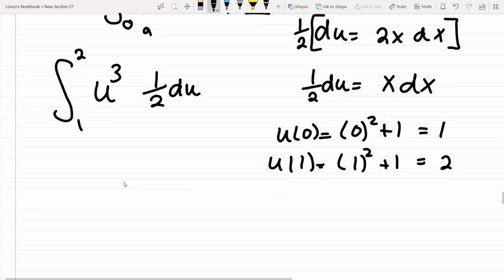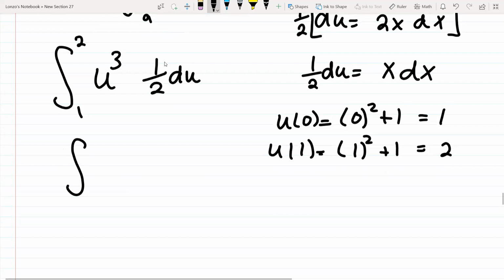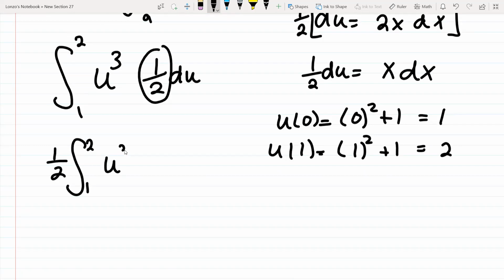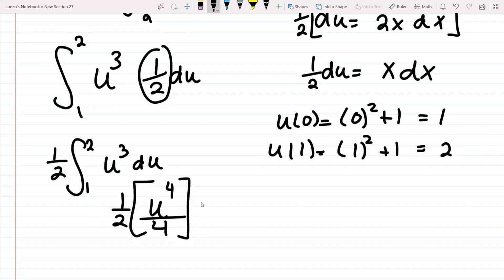Okay. So now let's simplify this. This 1/2 is a constant, so you can put it outside, and it's u cubed du. So what is the integral of u cubed? u to the third is u to the fourth over 4. And then don't forget about the 1/2, so you're going to multiply that by 1/2. So that's 1/8 u to the 4, right?